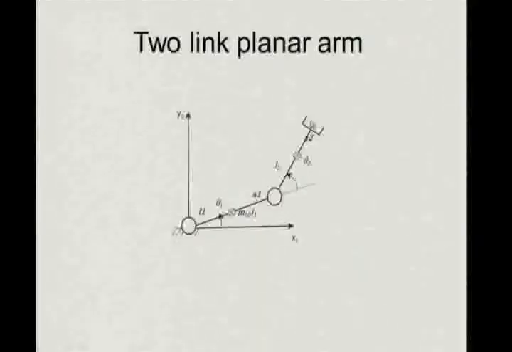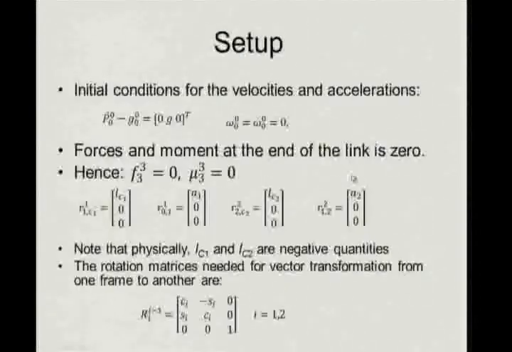In this case, the case that we analyzed when we did the Euler-Lagrange method, there is no force. We are just trying to find out that given some values of q's and q dots and q double dots at these two joints, what should be the torques. That is the same problem which we are solving. So, force and moment at the end of the link is 0. So, f_3^3 is 0, mu_3^3 is 0. You can start calculating the position of the center of mass of link 1, the position of the origin of the coordinate axis of link 1. So, you get these expressions.